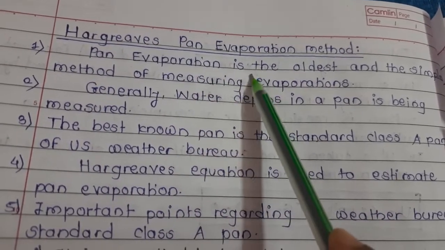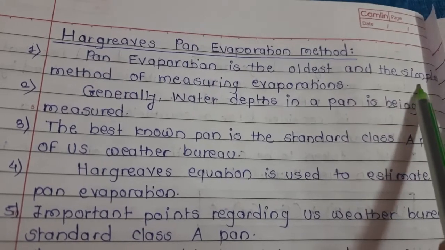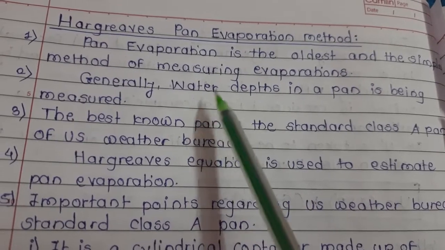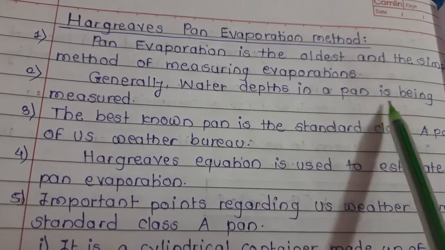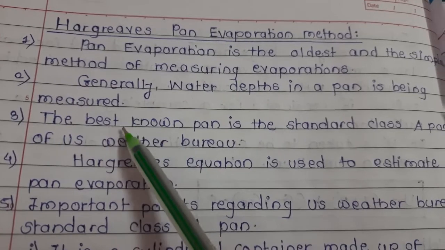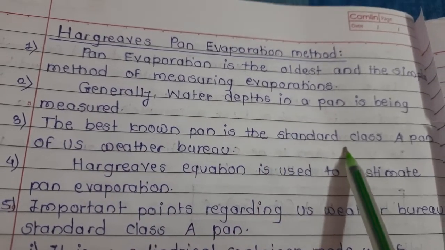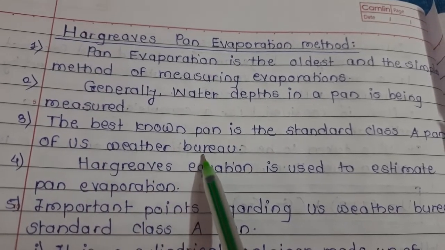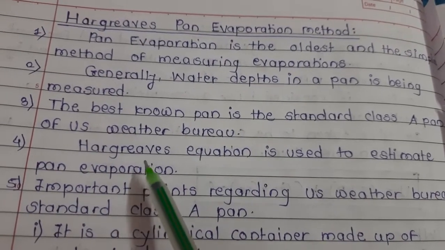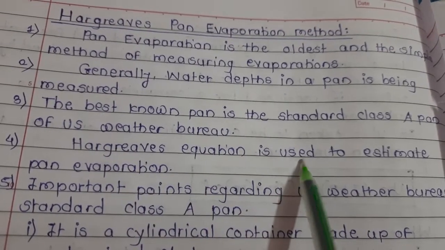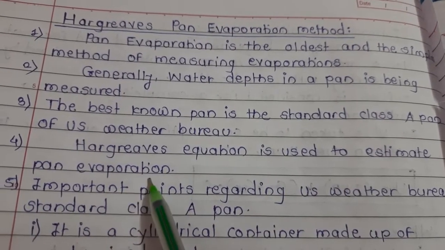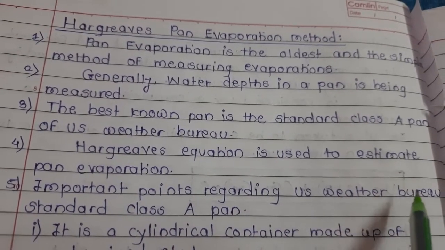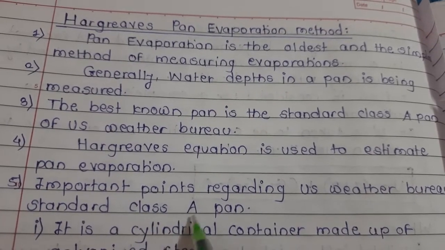Pan evaporation is the oldest and the simplest method of measuring evaporation. Generally, the water depth in a pan is measured. The best known pan is the standard class A pan of the US Weather Bureau. The Hargreaves equation is used to estimate pan evaporation. Important points regarding the US Weather Bureau standard class A pan.